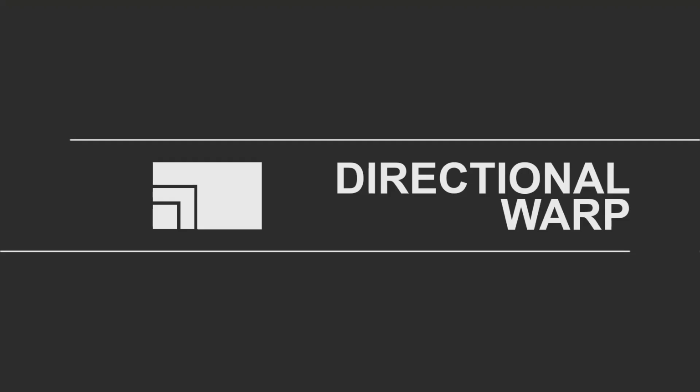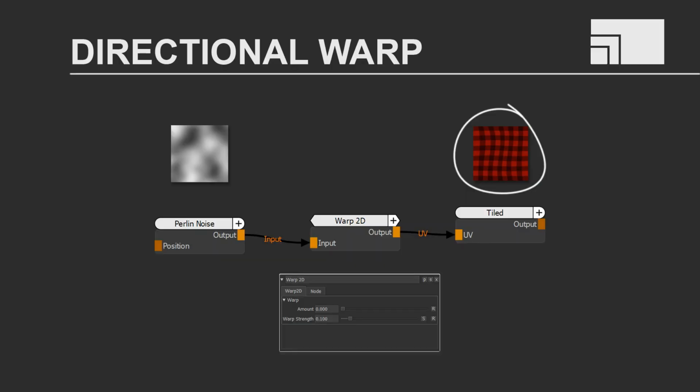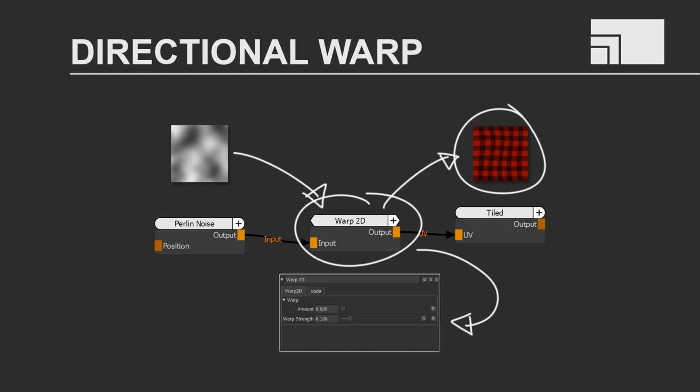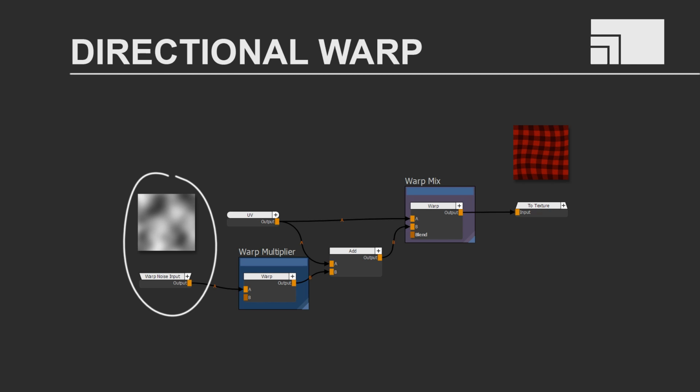Since we'll be building on top of it, let's start by reviewing what we made last video. Our tileable texture here is being warped by our warp node, which is driven by a noise or a texture of some sort. The warp node itself has some parameters to control the overall amount of the effect as well as a strength multiplier. Inside the node, we can see the warp noise comes in here.